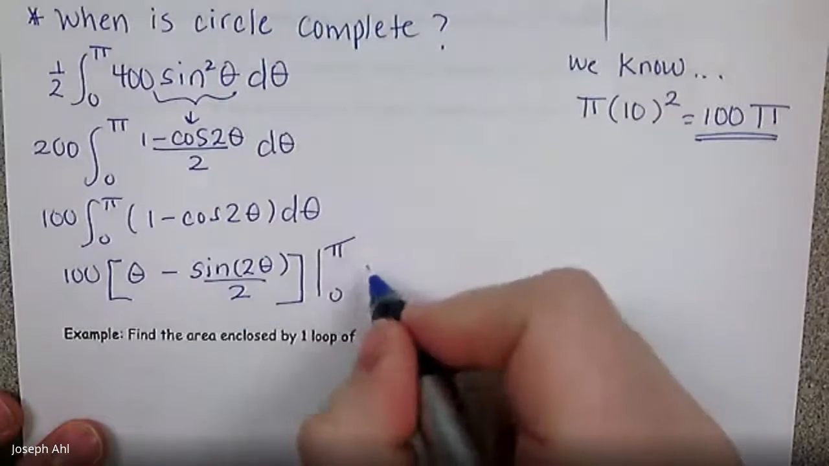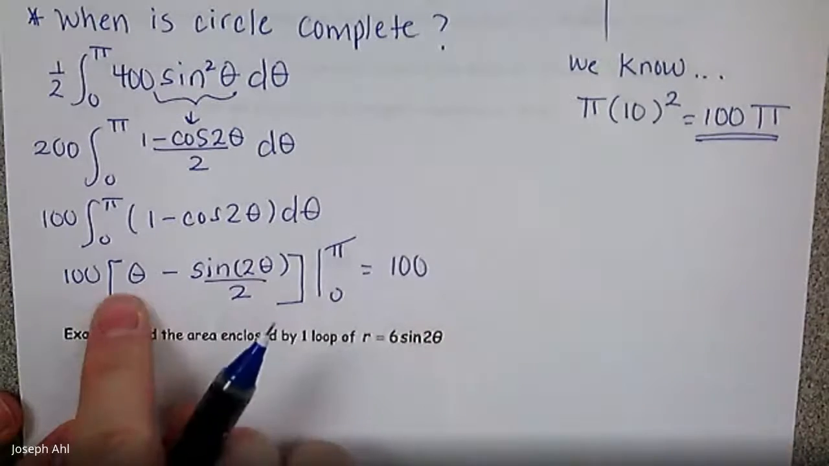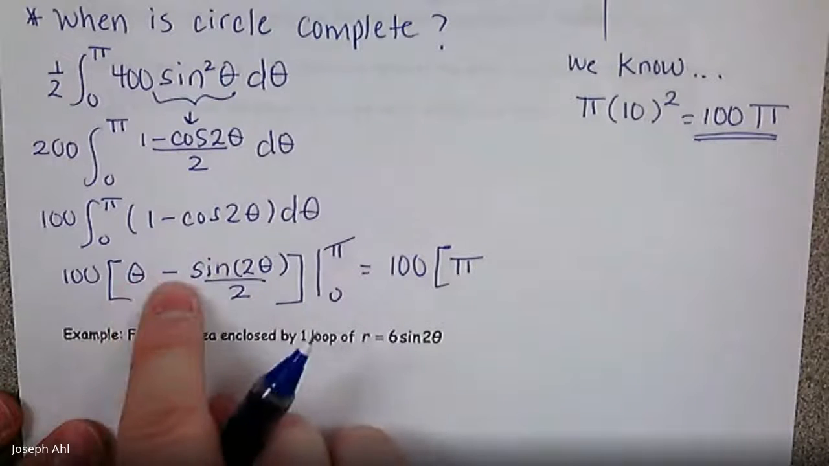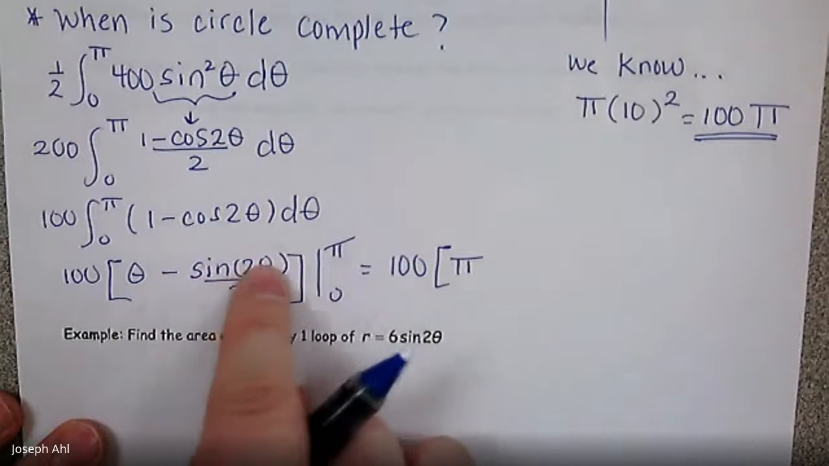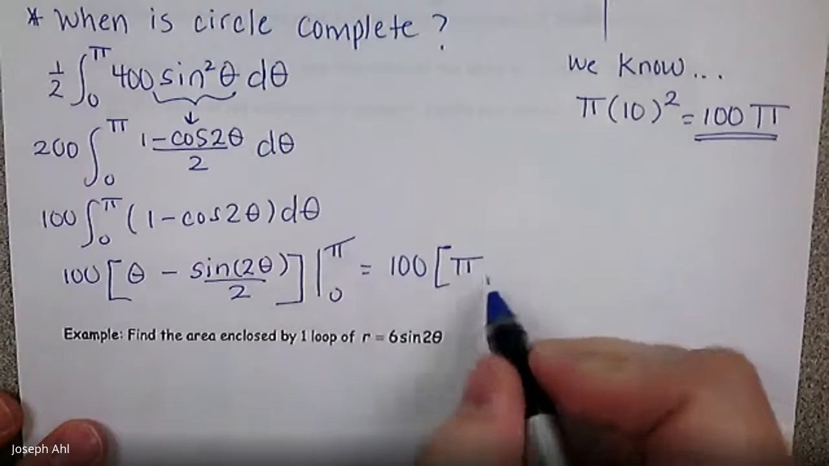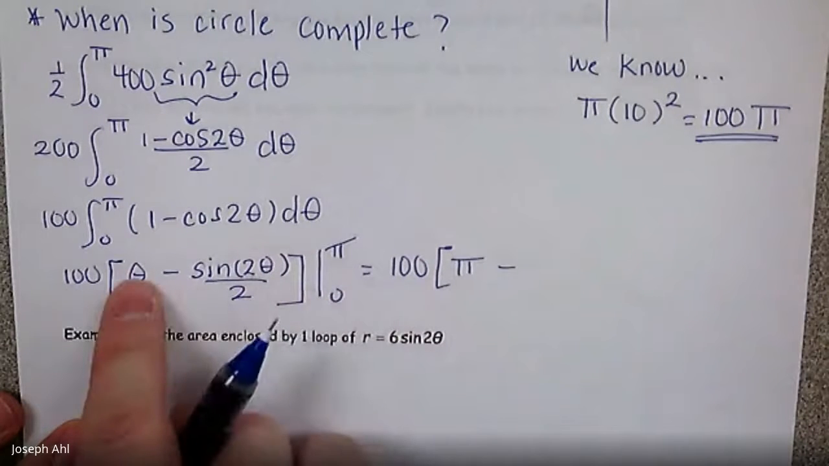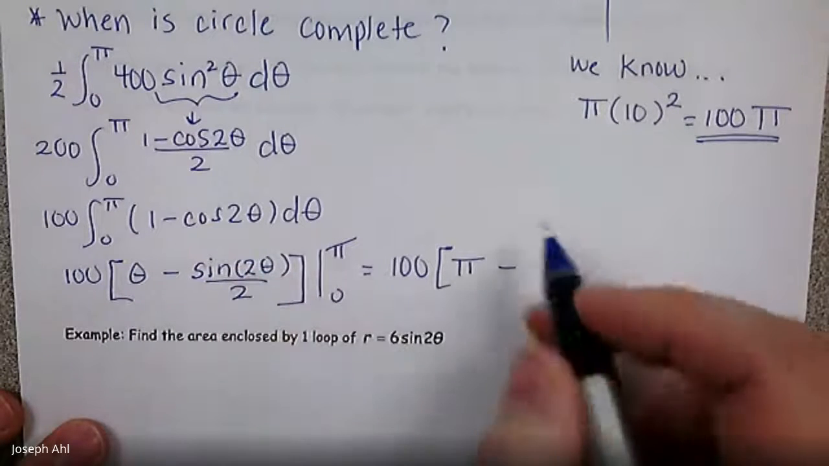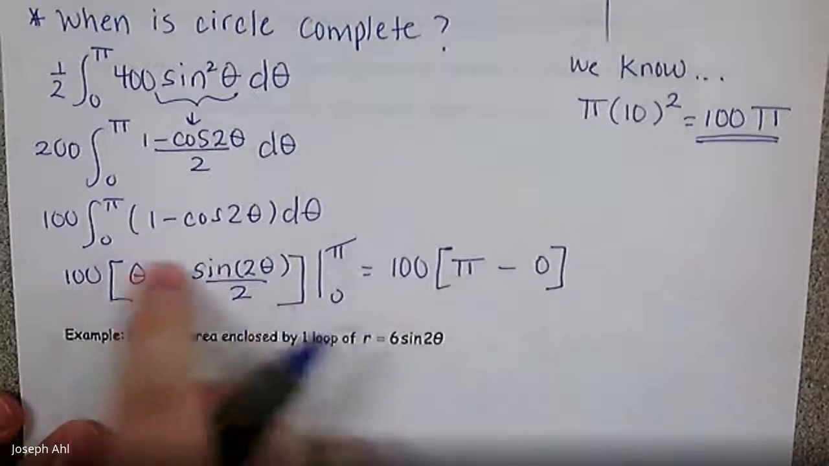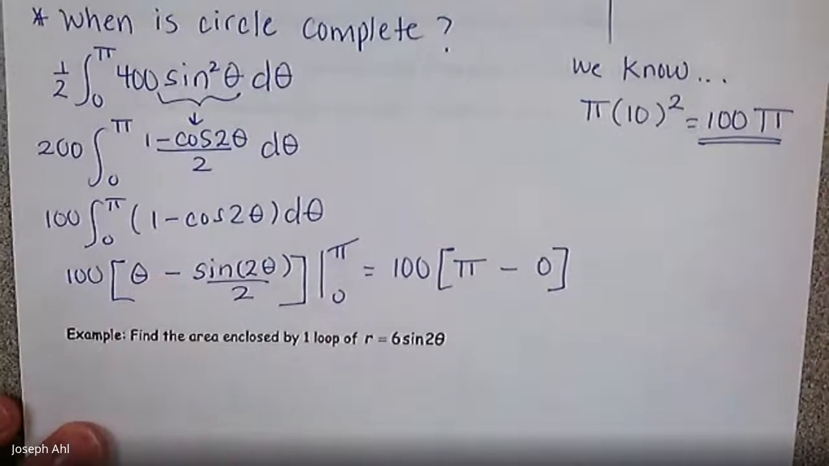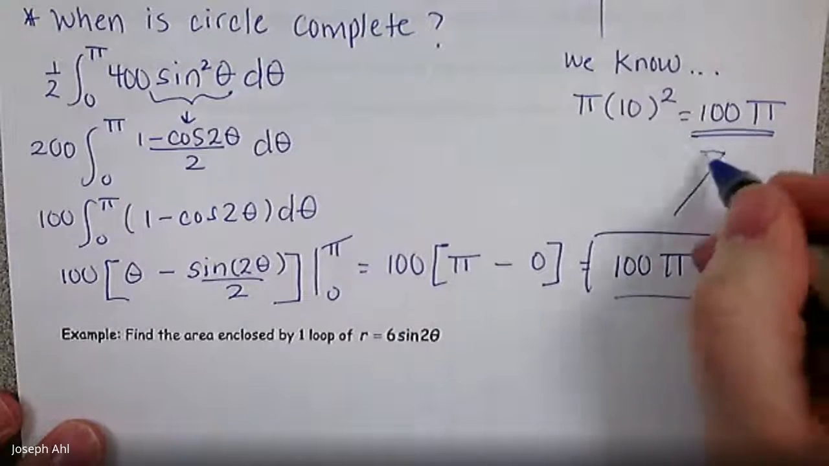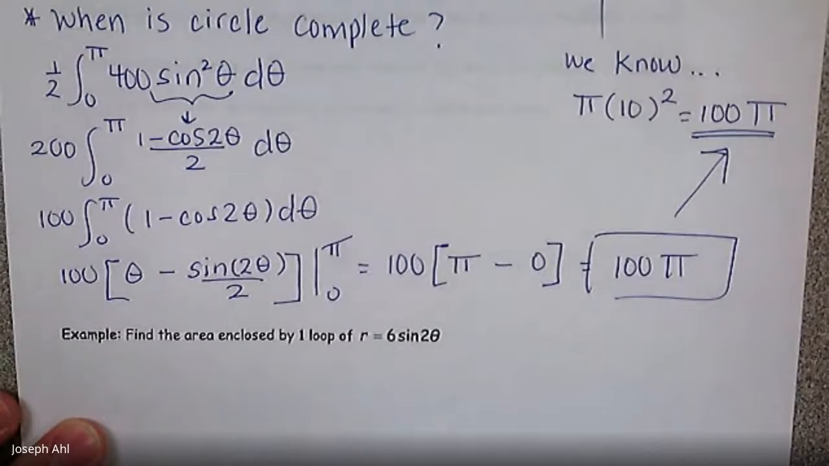So this is going to be 100, and if I plug in pi here, I know theta is just pi, so that's fine. Minus sine of 2 pi. Well, sine of 2 pi is 0, so that goes away. From that, I'm going to subtract. When I plug in 0 for theta, that's just 0. Sine of 0 is also 0, so this is just a big 0 when I plug in the 0 for the thetas. And therefore, lo and behold, we get 100 pi, which matches what we know about the area.